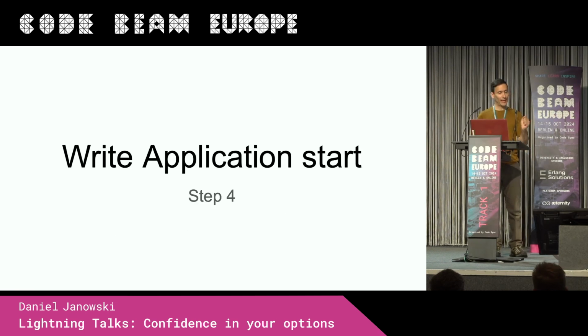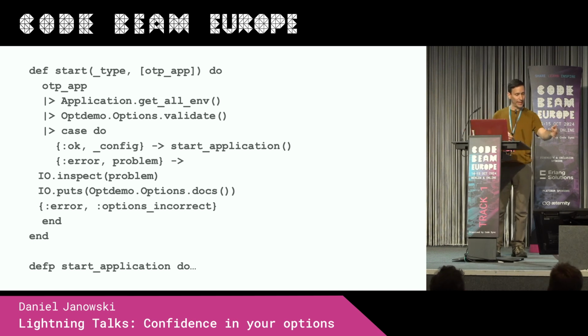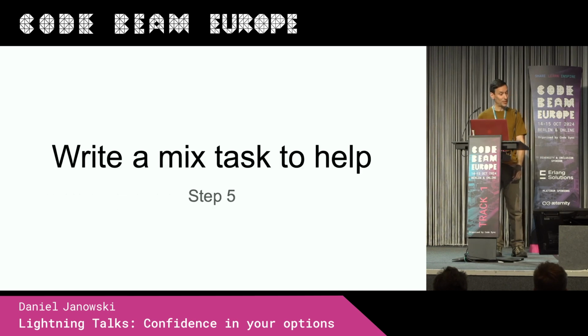Okay, so then I put this in the application start before any children start. So you've got the passing an argument, which is the OTP app, because you kind of have a chicken and egg problem there. It's getting all the environment for that. It's passing it to validate. And then if that's okay, then it goes on to starting the application, which I just made another function inside the application file. This is inspecting in the event that there's an error. You get to see documentation.